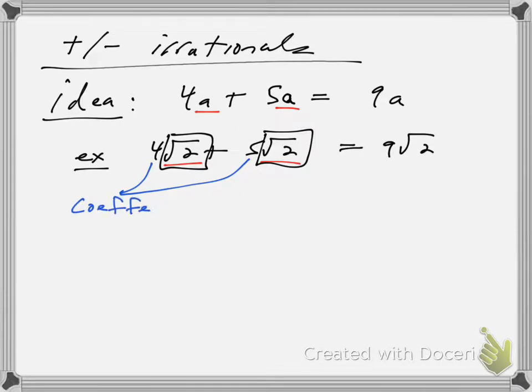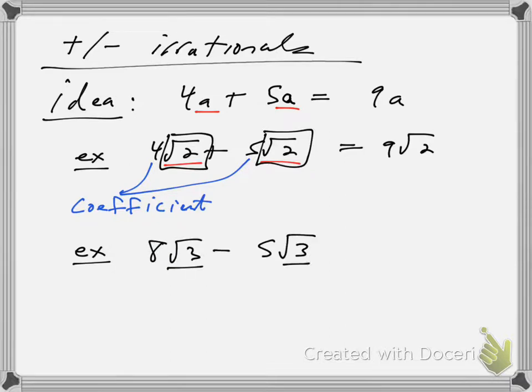Can't spell today. Too early in the morning. And all you do is add the coefficients as long as the two roots are the same. So let's do another one. If I did 8 square root of 3 minus 5 square root of 3, since these square root of 3's are the same, I can combine like terms, and this would be 3 square root of 3, because 8 minus 5 is 3.